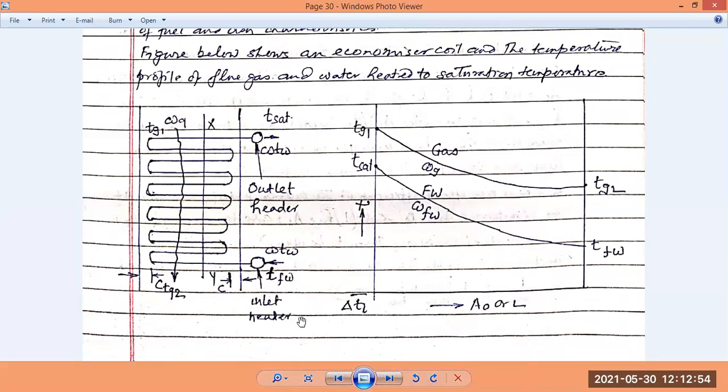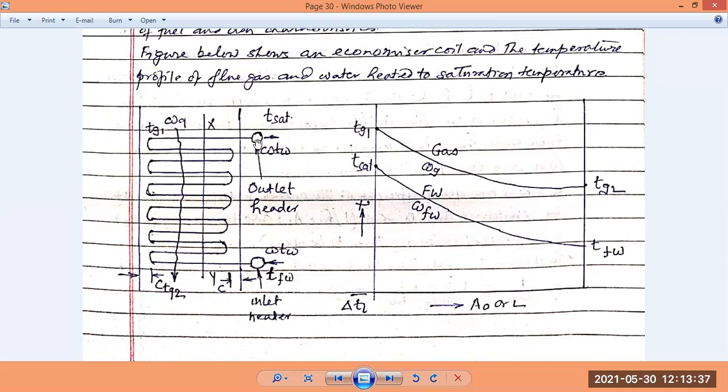Feed water has a temperature of say around TFW, through which it is coming inside the economizer tubes, and the gases, the omega G, are coming over it and go out after hitting the tubes. Through these spiral shaped tubes the water-vapor mixture goes up and becomes converted into steam, and it comes out at the saturated temperature of water and steam.